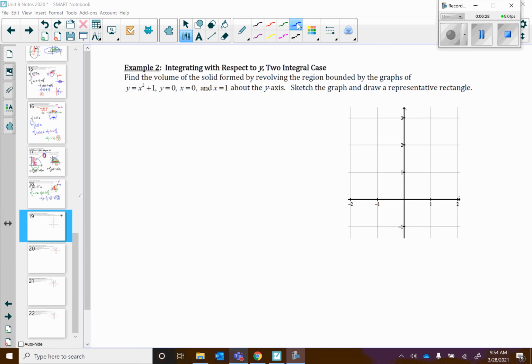We got another case. Find the volume of the solid formed by revolving the region bounded by the graphs of, all right, let's start. X squared plus 1. So I know that it's a parabola that's opening up, that's moved up to 1. So I'm going to go over, up 1. Here's what I got.